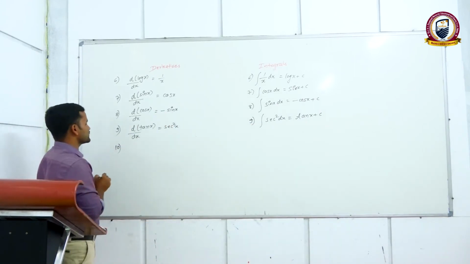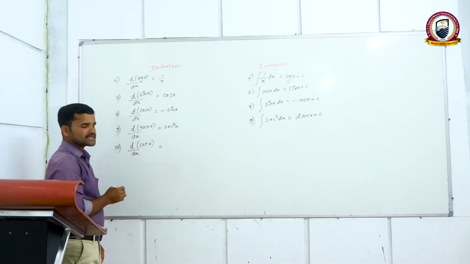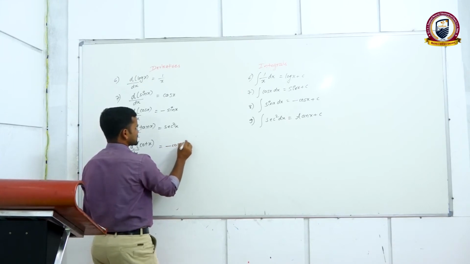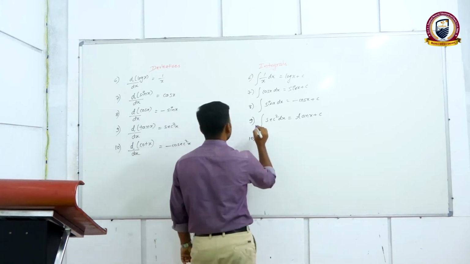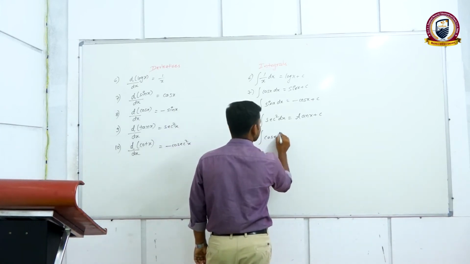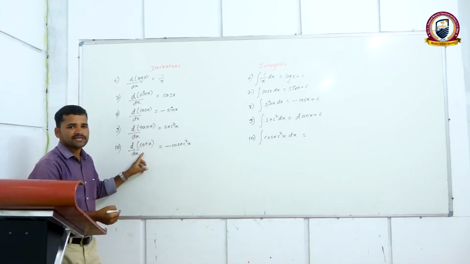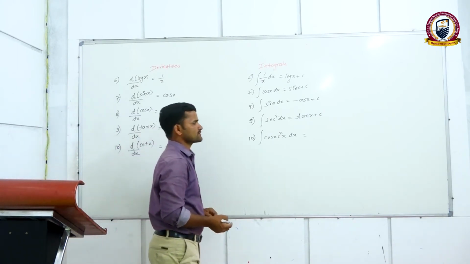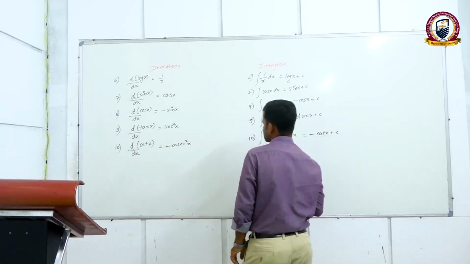Now, 10th one. Differentiation of cot x with respect to x is minus cosecant square x. All of us know this. In the same way, what will be the integration of cosecant square x with respect to x? Here multiplying on both sides, we have differentiation of minus cot x with respect to x as cosecant square x. Integration of cosecant square x with respect to x is minus cot x plus c.